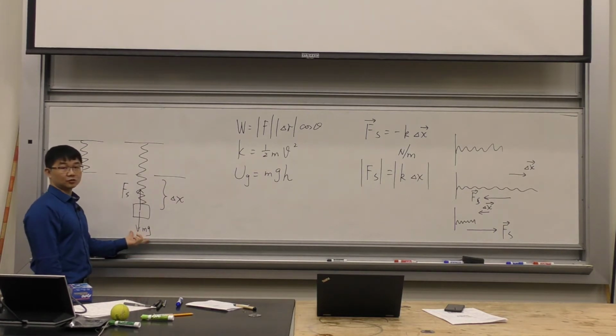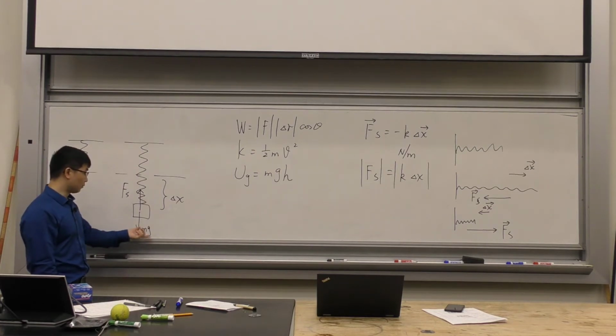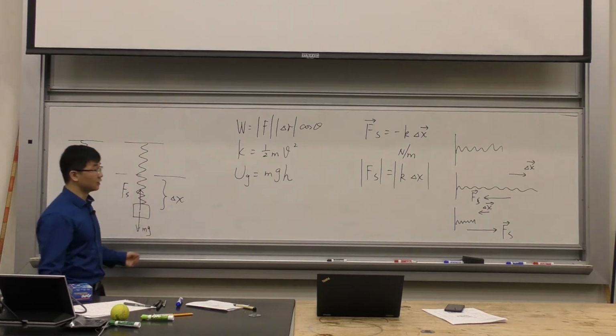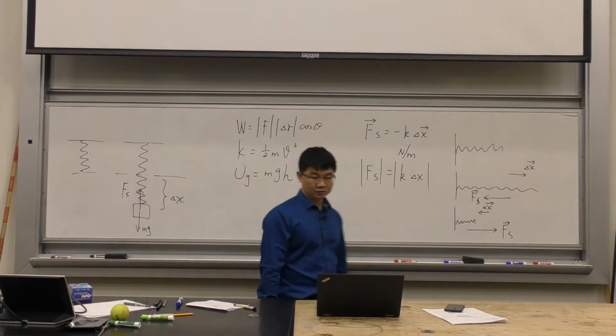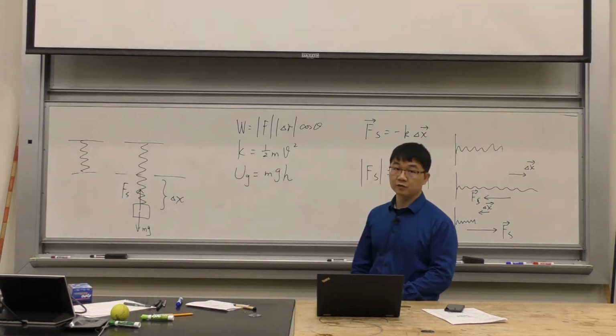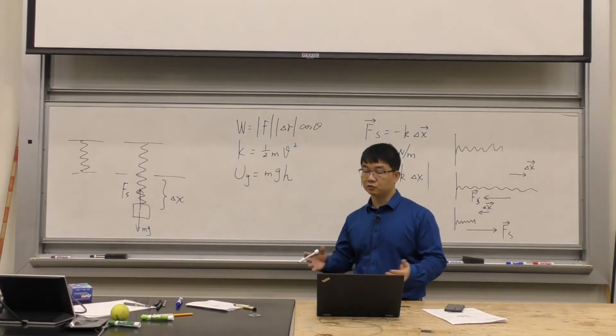And this number is easy to calculate, right? You measure the mass of this object using a scale, and then multiply it by 9.8. So that's how we measure the K of a spring in a real experiment, and we can even do that in the classroom.